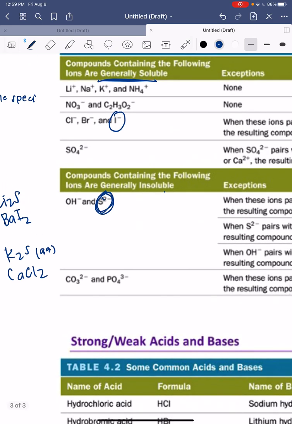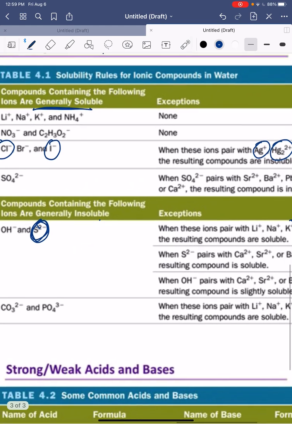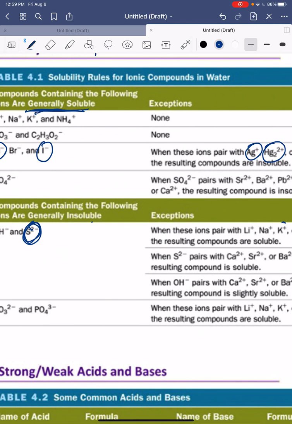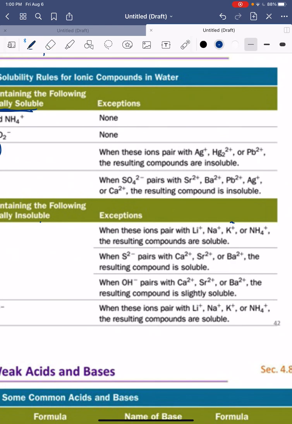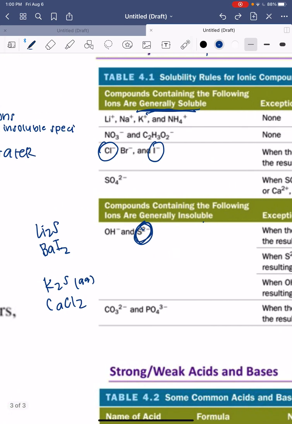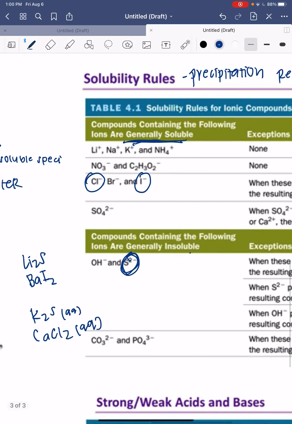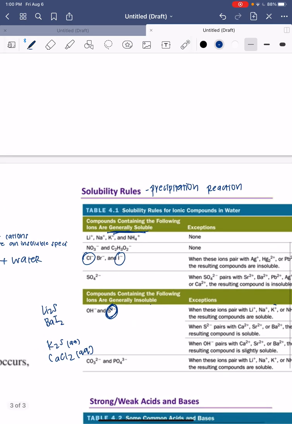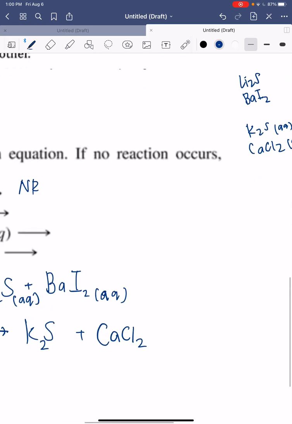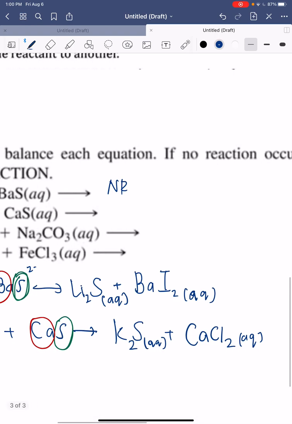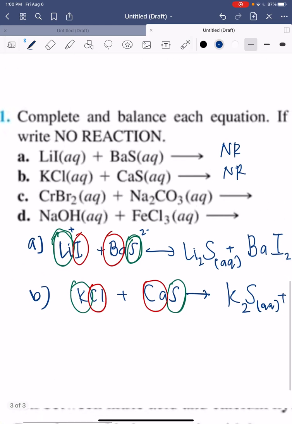Calcium chloride, let's look for chloride. It is pretty much always soluble unless it's paired with silver, mercury, or lead. And calcium is not silver, mercury, or lead, so it's soluble. Hence, both of these compounds are soluble. Not off to a good start. Does a reaction occur? No, it does not, because none of our products are insoluble. None of them are in the solid state and form a solid. But let's do C as our last one.